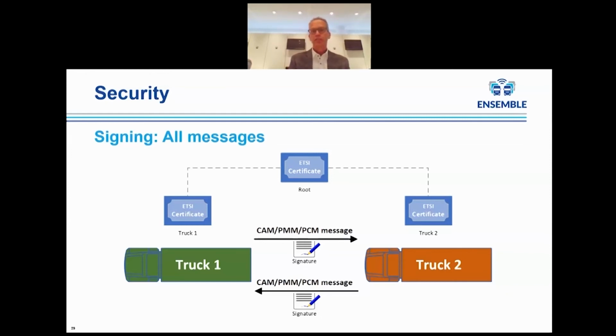message did not change, but it also knows that the message is coming from truck 1, which also has this ETSI certificate. Both certificates trace back to this common root certificate. So as a result, truck 1 knows it can trust truck 2 and vice versa.